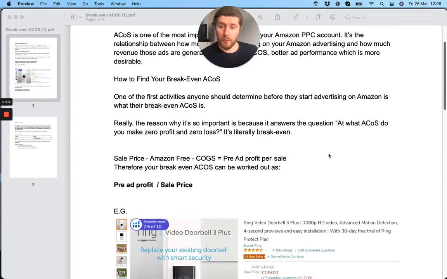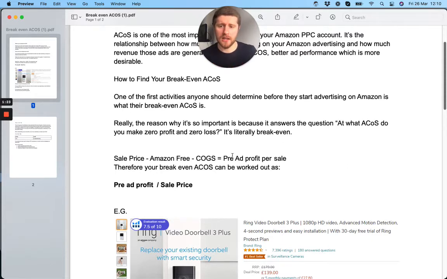So there's a little formula here, which is very clear where my scroller is. It's just sale price minus Amazon fees, whether it be your FBA fees and the charge that Amazon will make to your account, as well as the cost of goods, and that equals your pre-ad profit per sale.